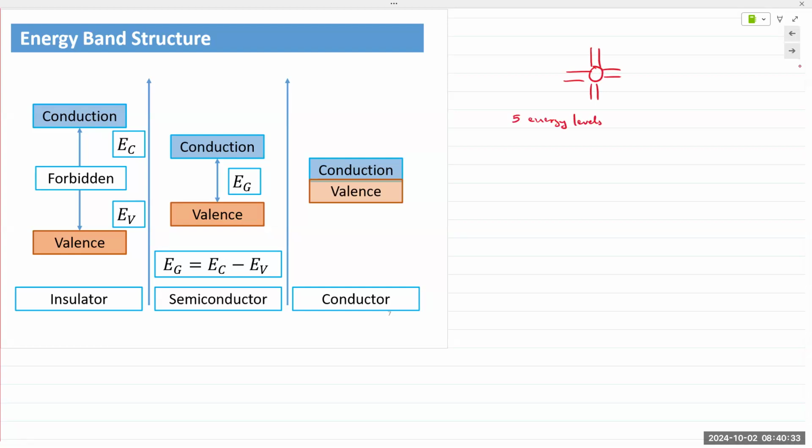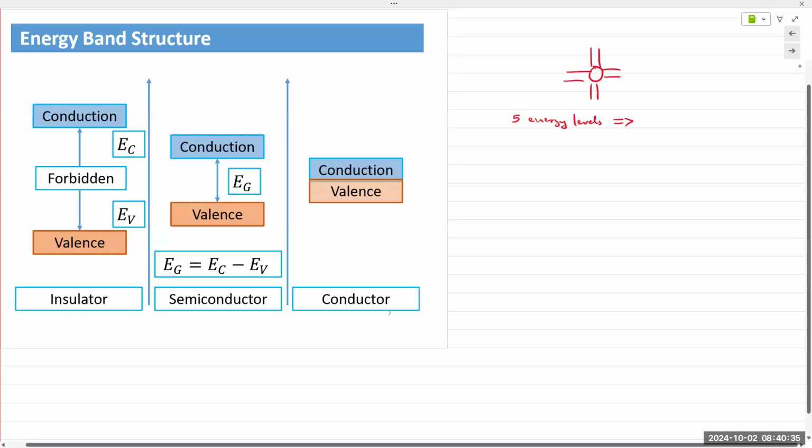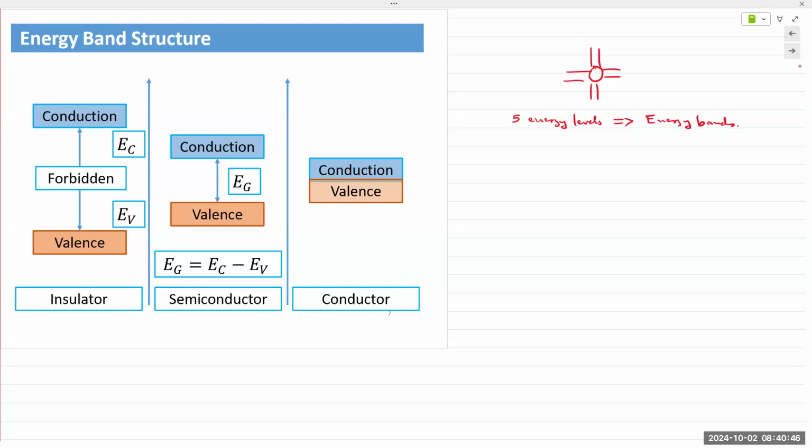And that creates energy bands, which leads us into an energy band diagram. Have you encountered this before? Energy band diagrams? Okay. So let's start on the far right.